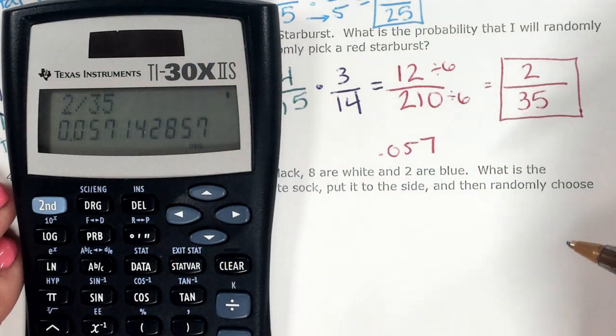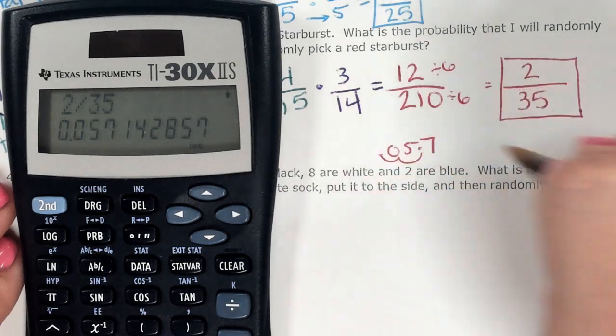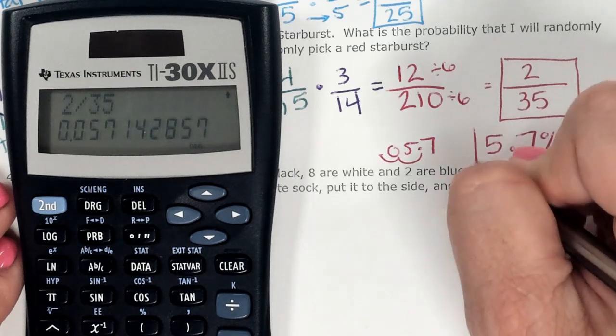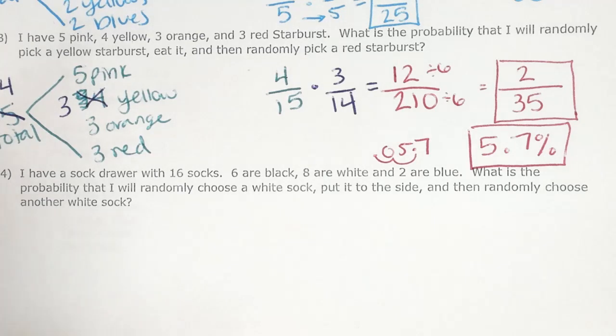And what would that be as a percent? Not 50? 5.7%. So does that have a high probability of happening? No.